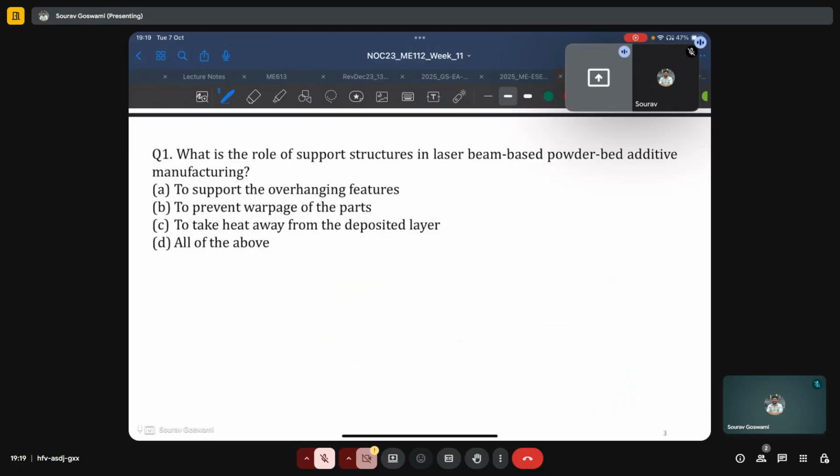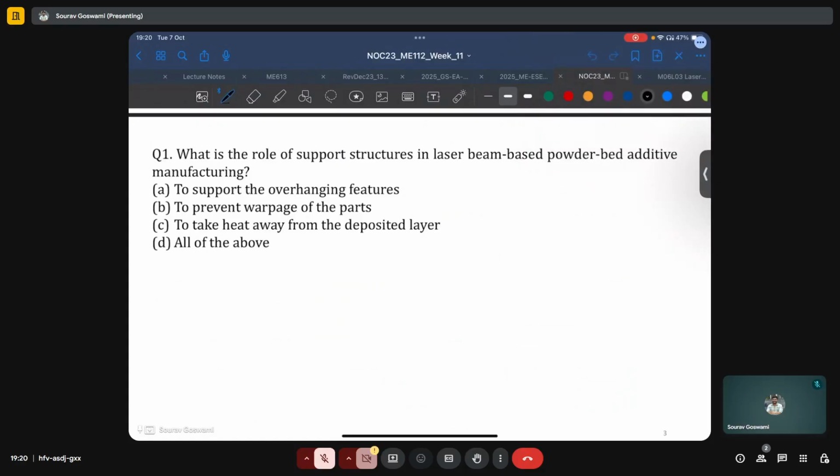The first question is asking us, what is the role of support structures in laser beam based additive manufacturing process? Is it A, to support the overhanging features, B, to prevent warpage of the parts, and C, to take heat away from the deposited layer, or is it all of the above?